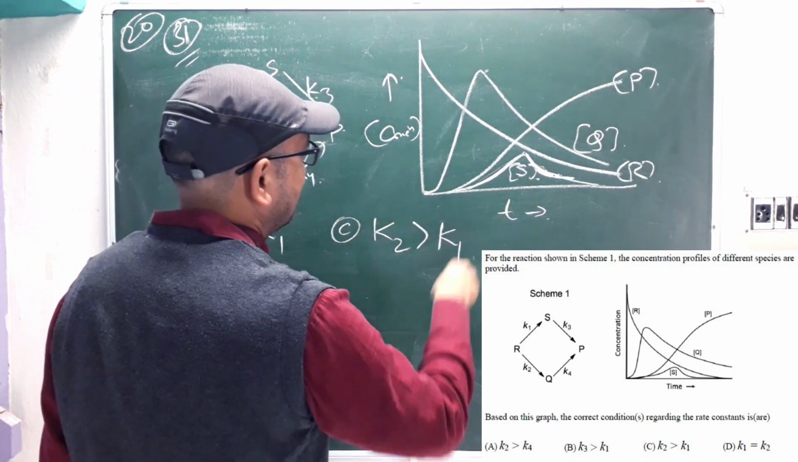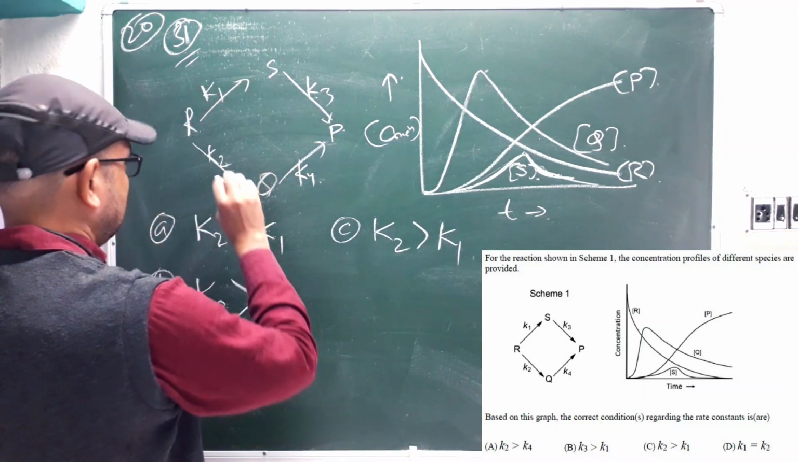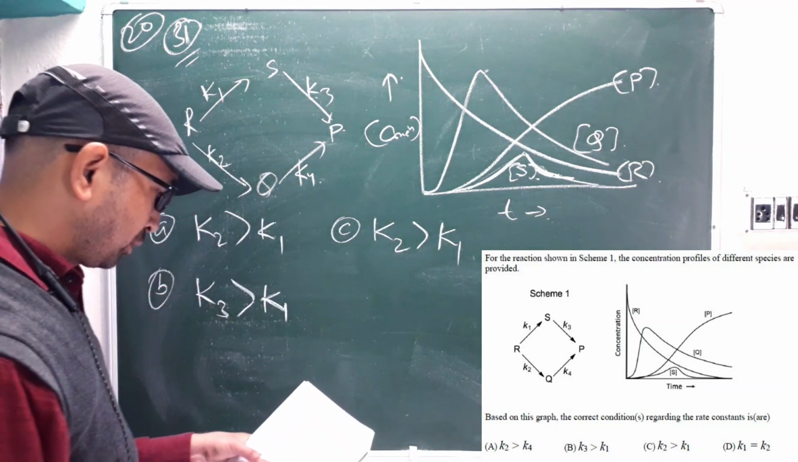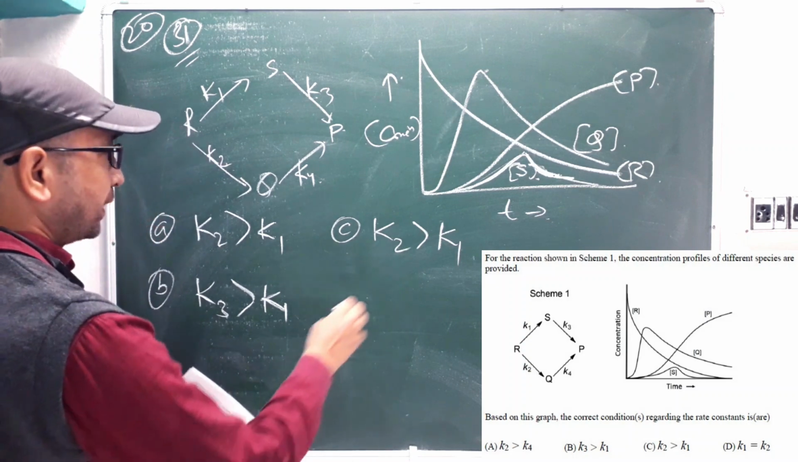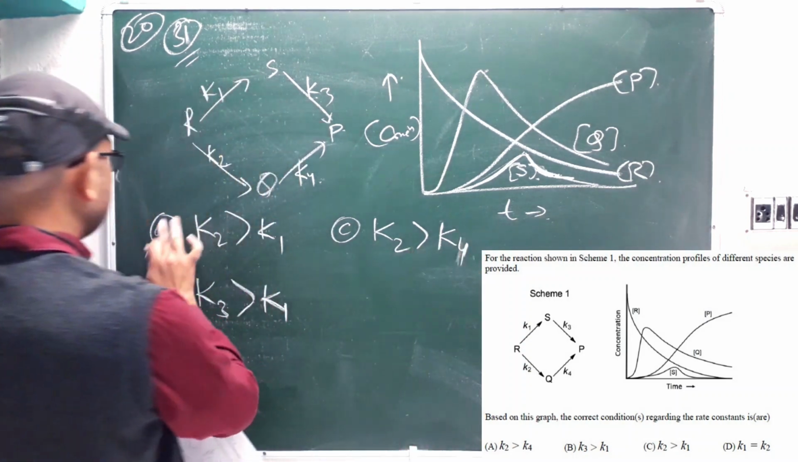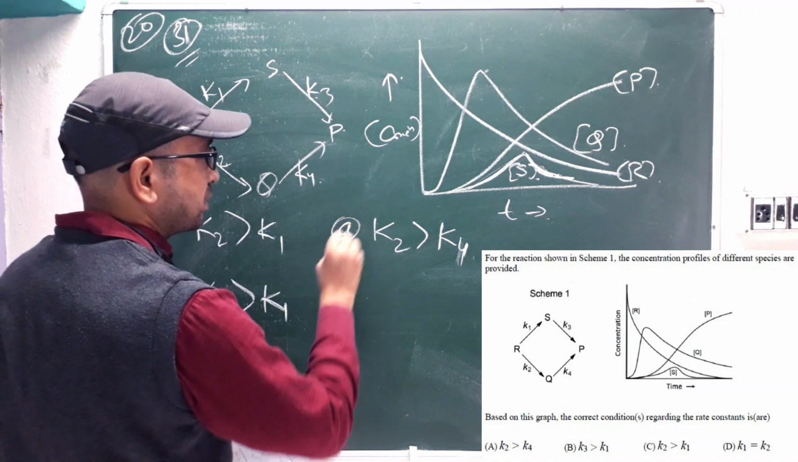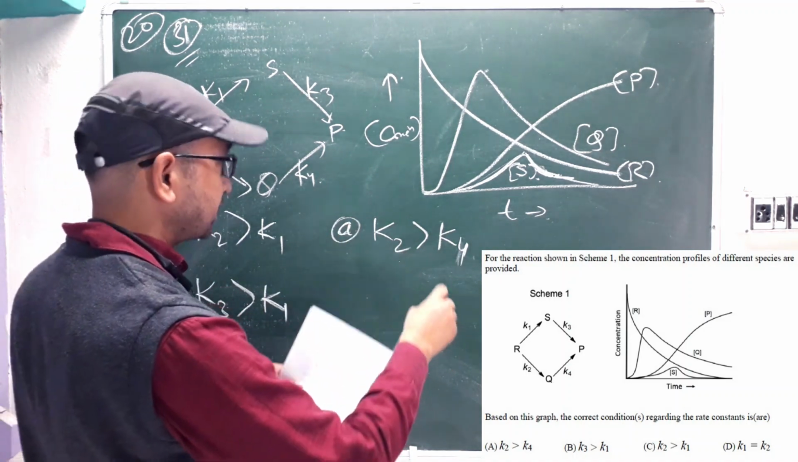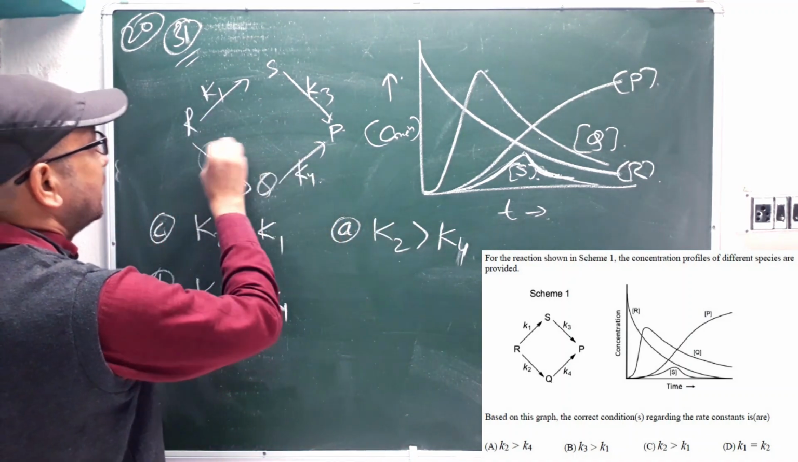And option C, K2 is greater than K1. Let's see, K2 is greater than K1. Already we have that. K2 is greater than K4, we have. This is option C. Actually, this is option A. So K2 is greater than K4. Let's see, K2 is greater than K4.